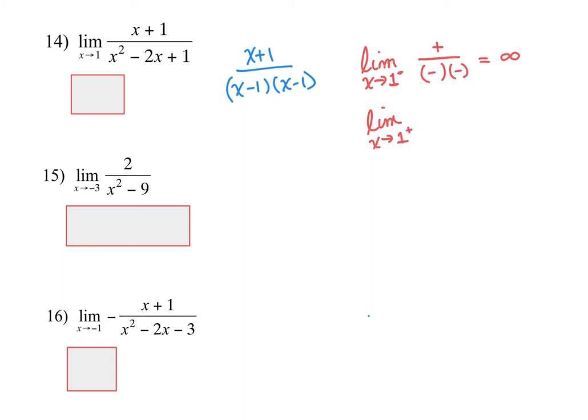We're going to do the same thing from the right-hand side. 1.1 plus 1, positive or negative? Right. Something ever so slightly larger than 1 minus 1. And the same thing again. What is this guy moving towards? They are the same. I have an overall limit, and my overall limit is positive infinity.